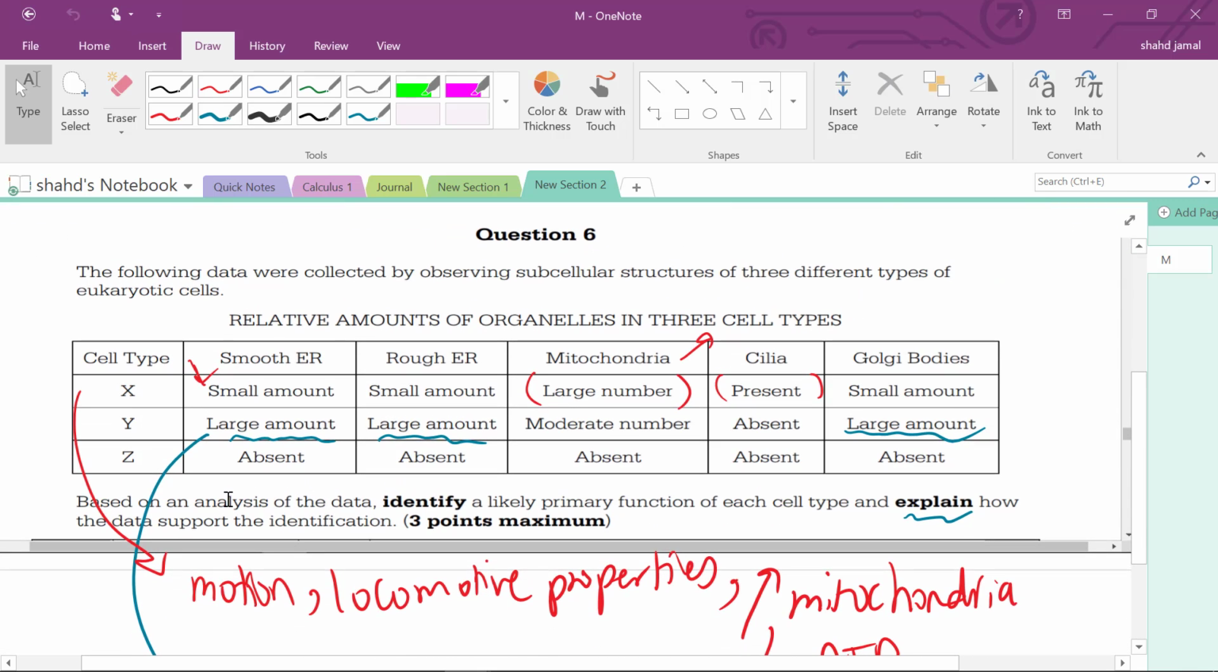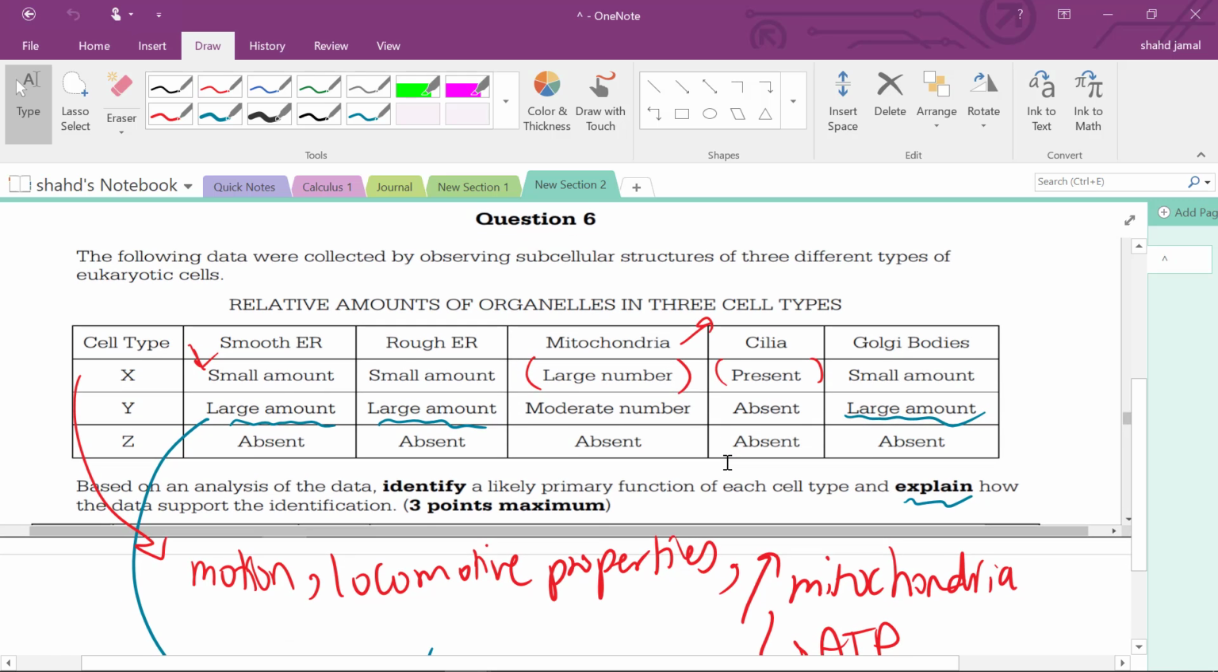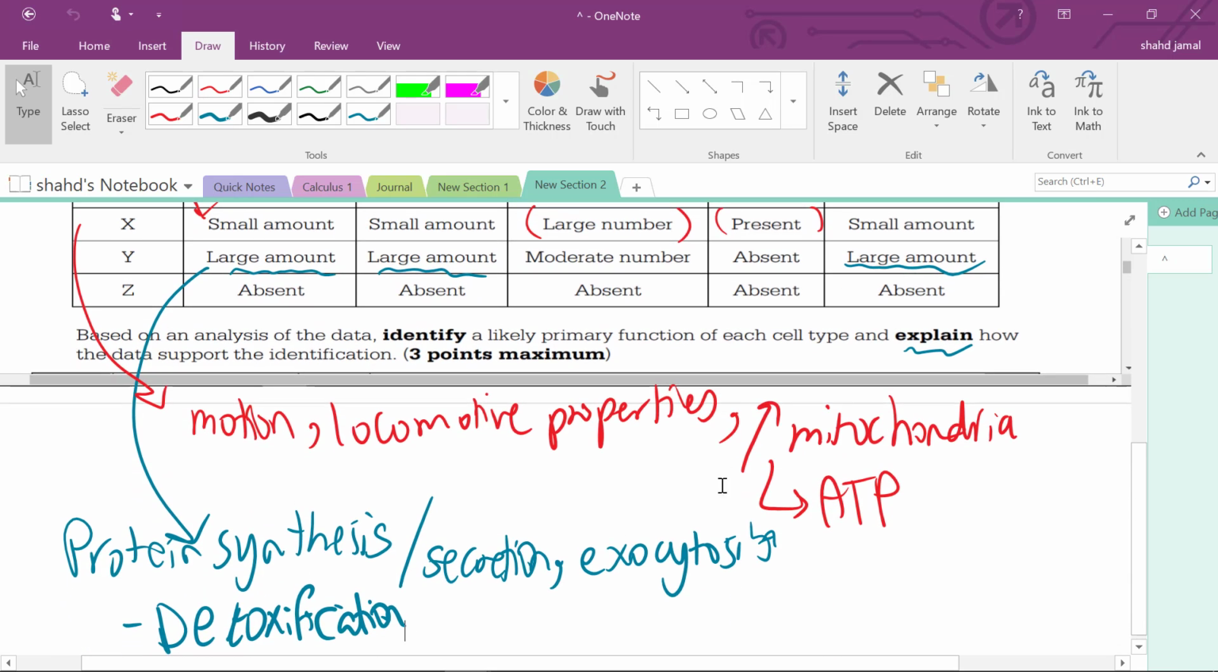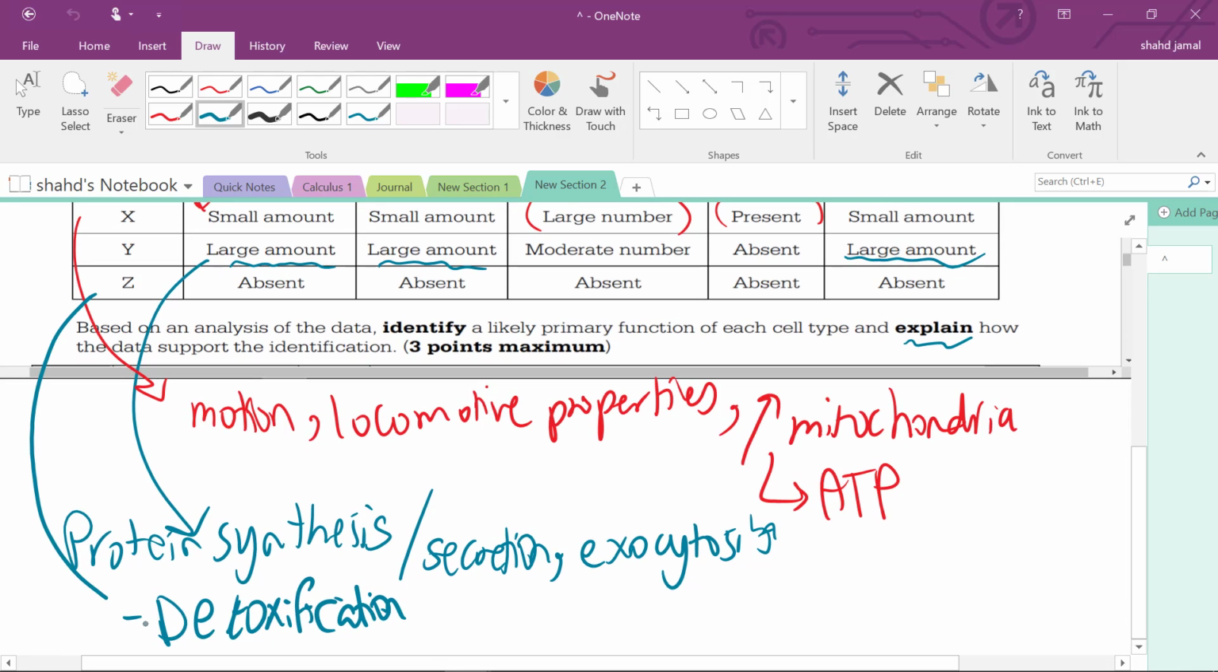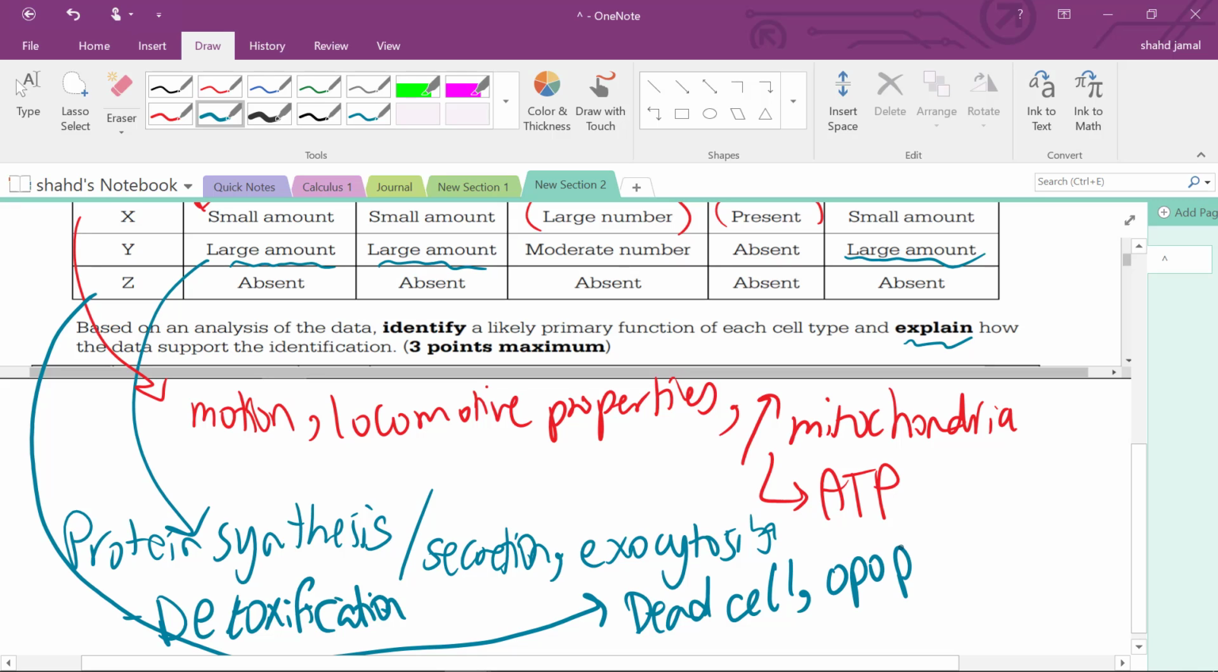And then last but not least, cell Z has everything absent. It basically has no organelles. So the first thing that could come to your mind, and what came to my mind, since this question came up on one of my term exams for AP Bio, is that this is a dead cell, or it's undergoing apoptosis, so it's programmed cell death basically. So it's basically a dead cell. It's as simple as that, to mention that it's a dead cell and that it doesn't need any of these organelles, so they're all absent.